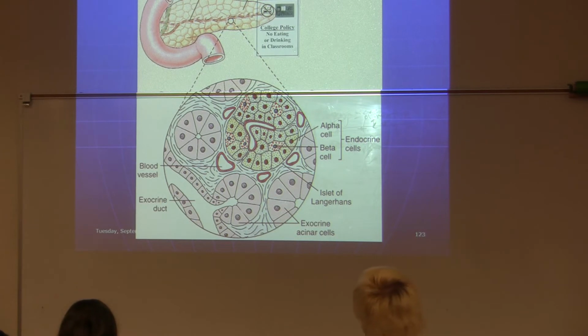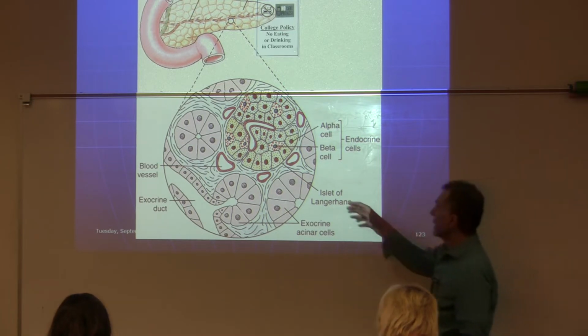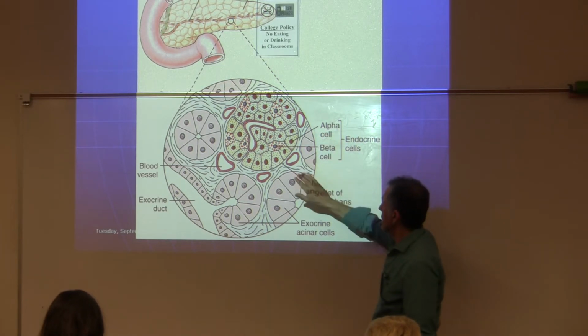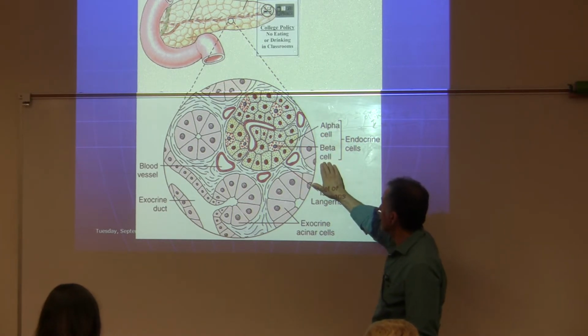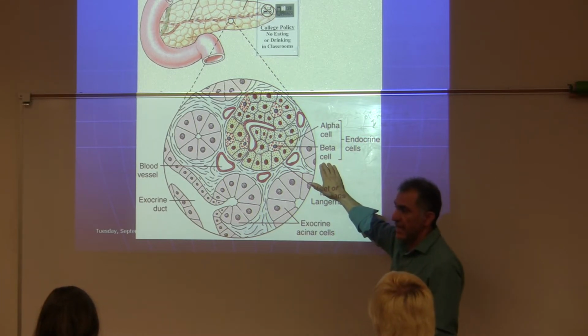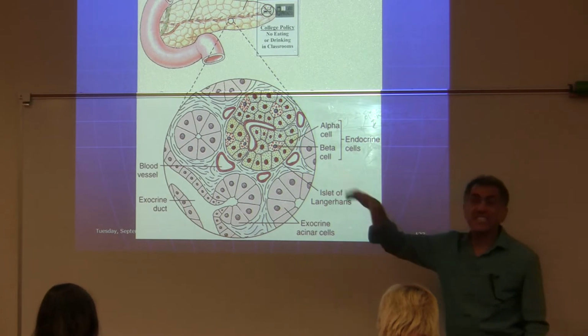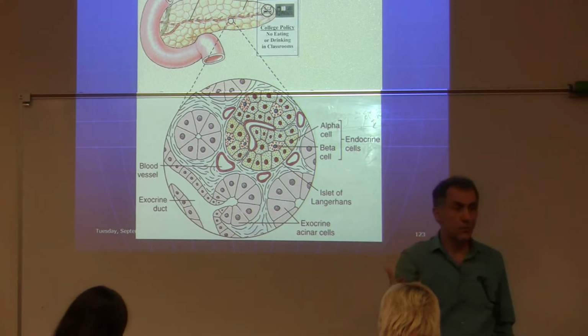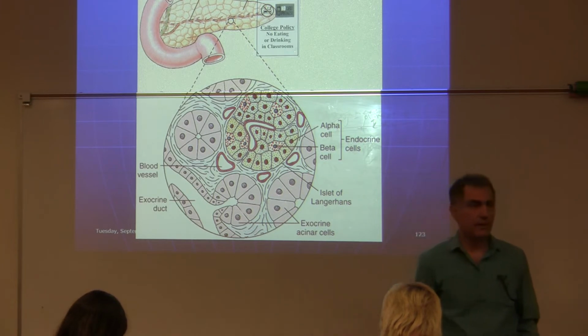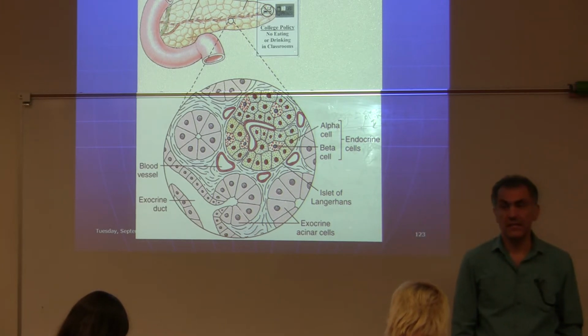Here is a pancreas. As we talked about before, there are two hormones in the pancreas that you should know about: insulin and glucagon. The alpha cells produce glucagon and the beta cells make insulin. And I talked about insulin. Insulin is a facilitator. It facilitates absorption of glucose into the cells. That's pretty much the function of insulin.